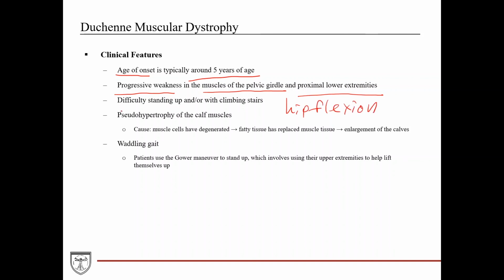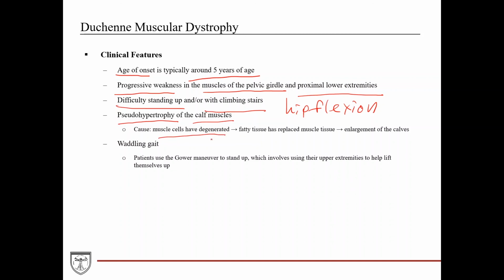And then as a result of that, patients are going to really complain of difficulty standing up. The way that often is phrased in a question stem is the patient had difficulty getting up from a chair or a bench or a sofa or something like that, or they had trouble climbing stairs, or both. Something interesting that you'll see with this is what's called pseudo-hypertrophy of the calf muscles. And what causes that is the muscle cells have degenerated, but you still see enlargement.